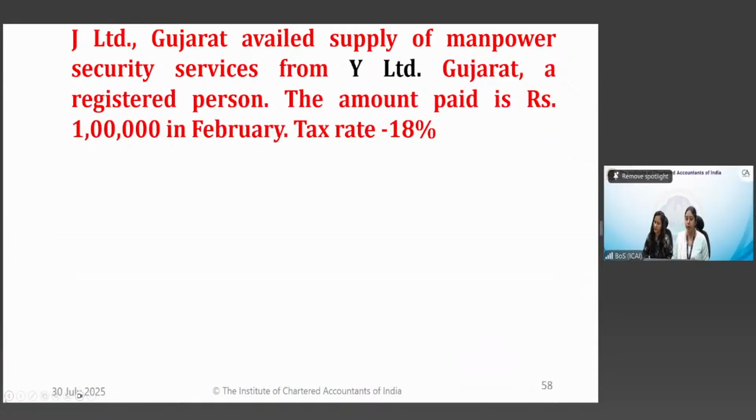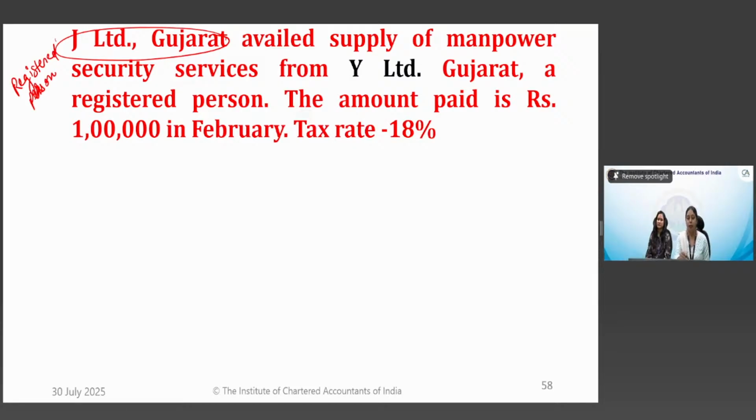Now we come to the next point. In fact, next point में हमने जो next point में आने वाला है वो already discuss कर लिया, but still it becomes easy for you, so I hope you will be able to do it. J Limited Gujarat availed supply of manpower security services from Y Limited Gujarat, a registered person. Amount paid is rupees 1 lakh. In fact, tax rate is 18%. So what will be the treatment for ITC? How we will show it? I want to know to that extent.